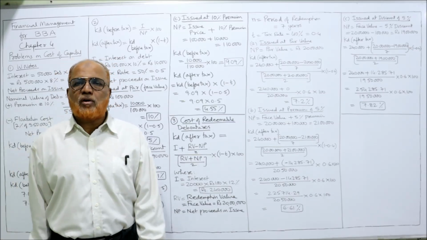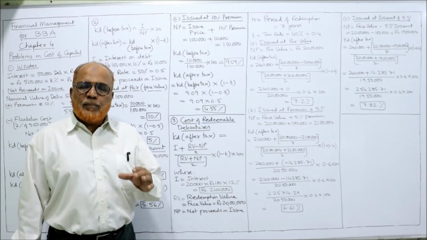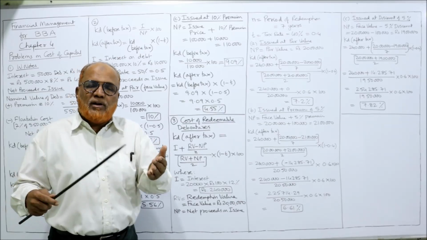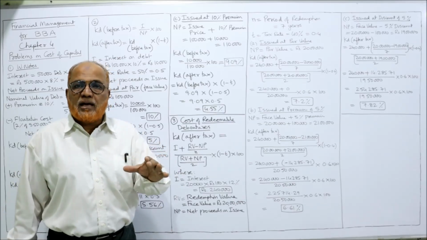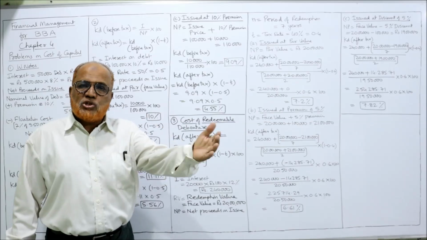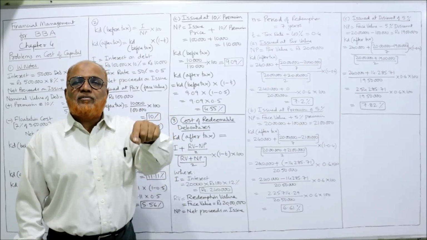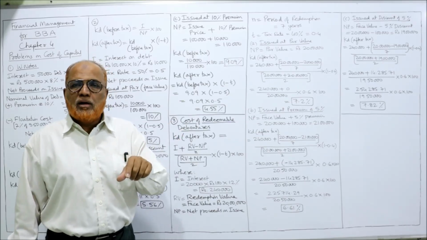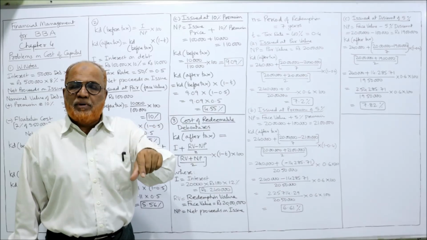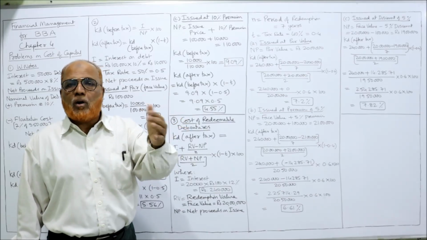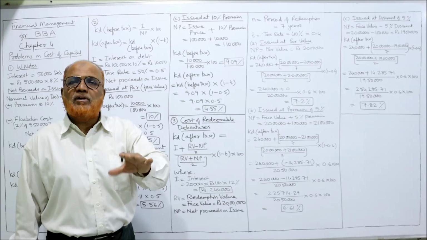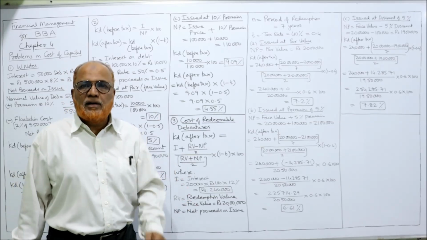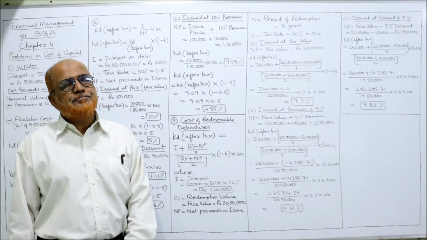Then RV stands for redemption value. That means after 7 years, at what value the company will take back? It depends on the agreement. At the time of issue of debentures, the company will declare that after 7 years we will redeem the debentures at par value. Or after 7 years the debentures will be redeemed at premium. Or after 7 years the company will redeem at discount. Anything may happen. It depends on the agreement between the company and the lenders.